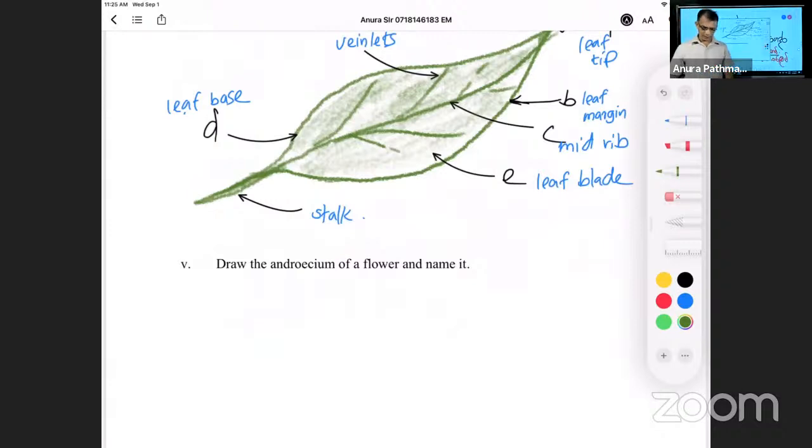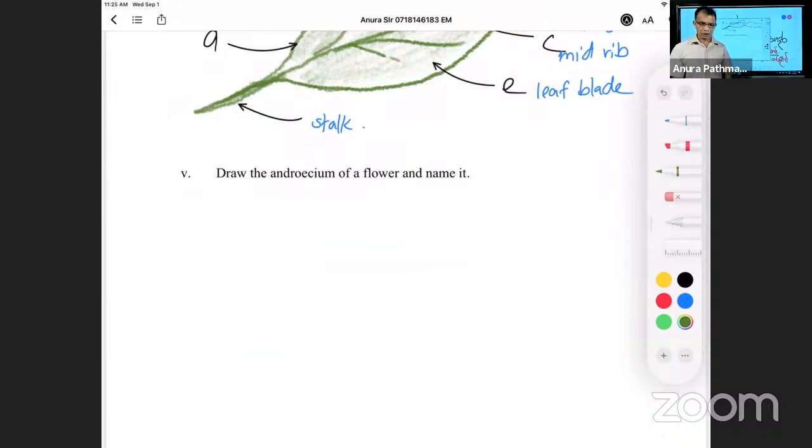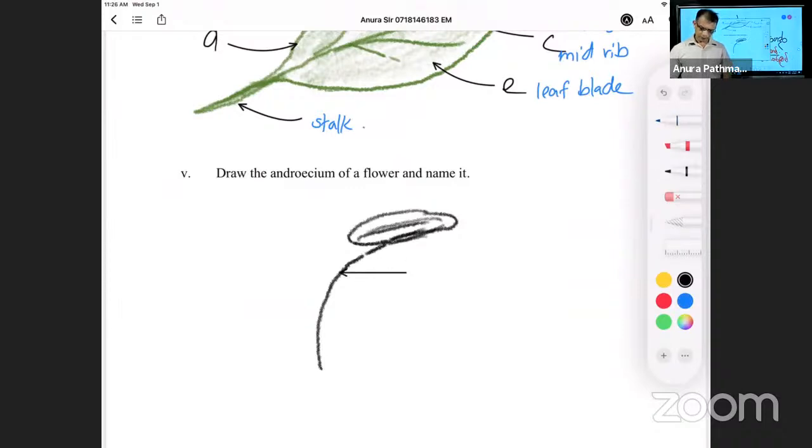Super fabulous. Draw the androecium of a flower and name it. Very simple, you know. I did not add lots of drawings here, as you want to write it down. This is the androecium of a plant. What is the androecium? What are the parts? The male part of the flower. Can you show me? Filament.